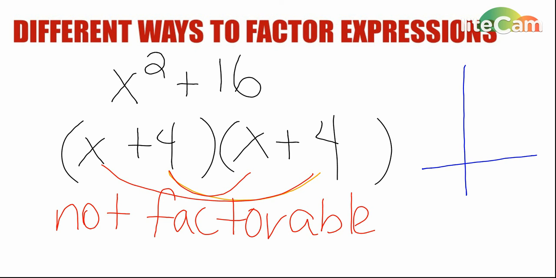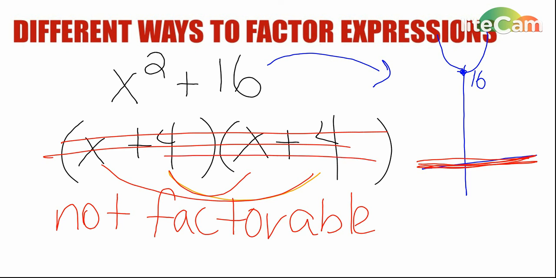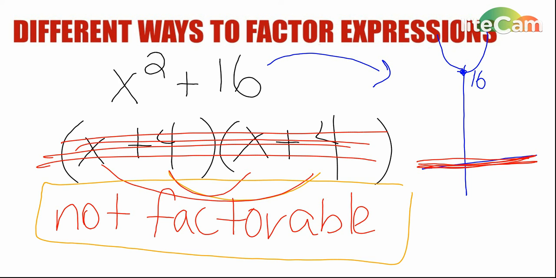Real quick, if I were to graph that, x squared plus 16 is going to be a parabola that's moved all the way up to 16. It is not crossing the x-axis, so there are no real solutions for this. That's another reason why it's not factorable. Okay? I need a real number.